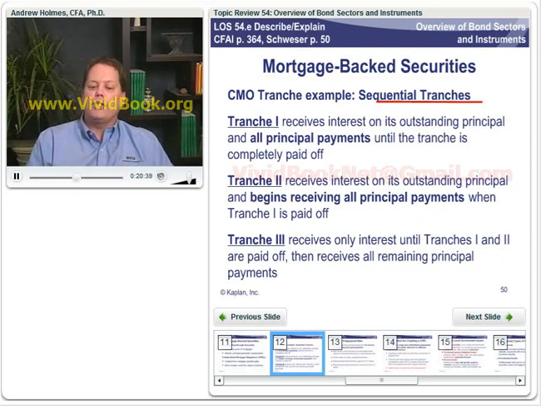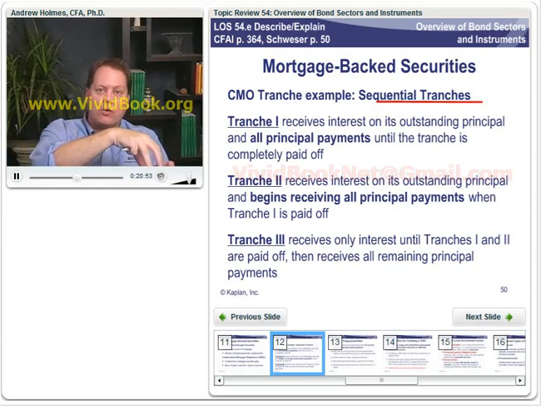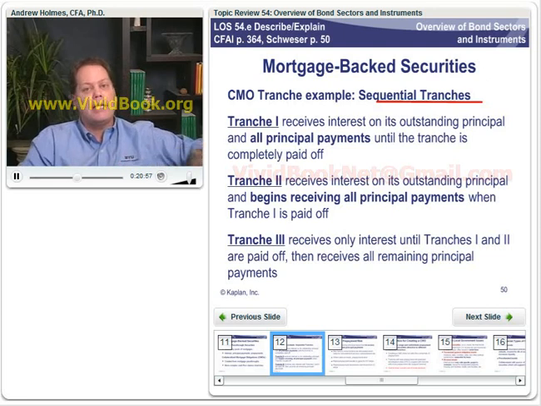And what we're going to do is assign a coupon rate to all three of those tranches, or categories. They will all receive an interest payment, but all of the principal that comes in, whether it's scheduled or a prepayment of principal, will go to the short tranche, and they will slowly be paid off, and then they will be paid off completely and out of the picture.